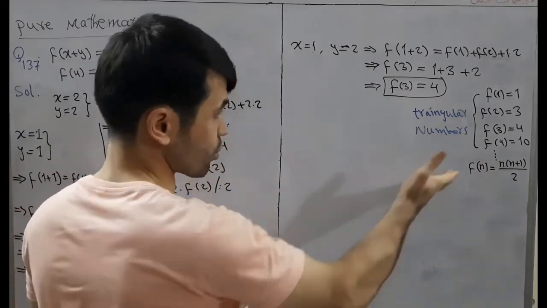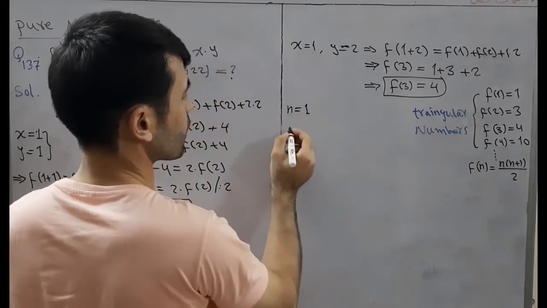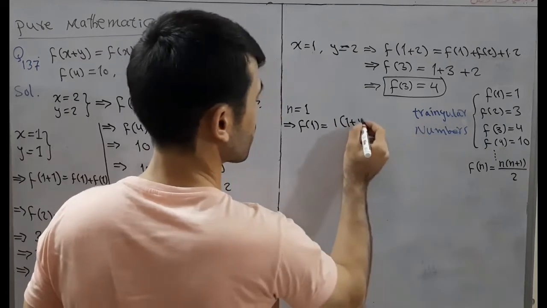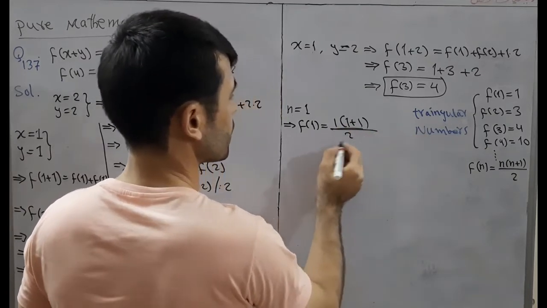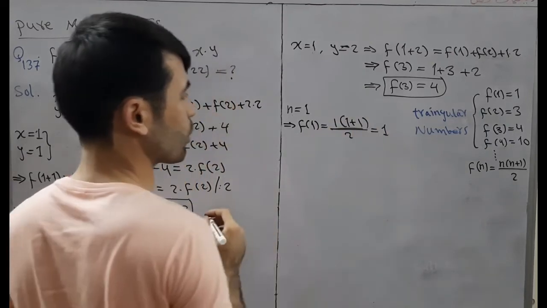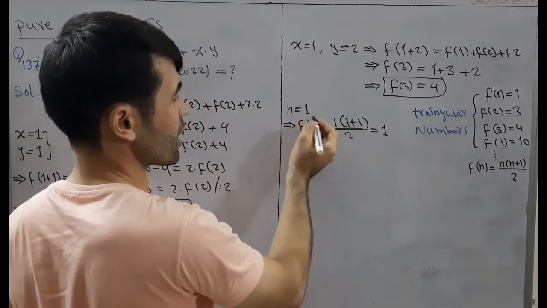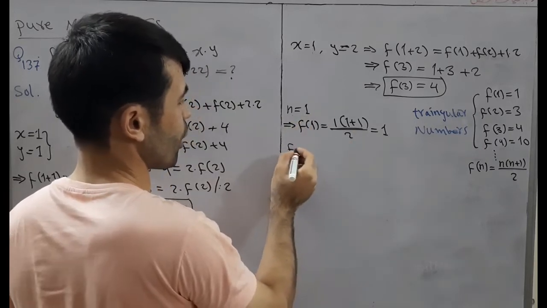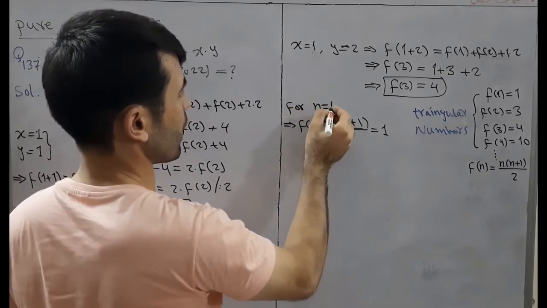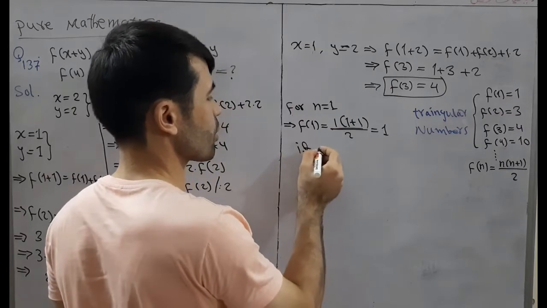Now we want to prove this formula. If n is equal to 1, this implies f of 1 is equal to 1 into 1 plus 1 divided by 2. 1 plus 1 is 2, 2 multiplied by 1 divided by 2 is equal to 1. Actually, by induction of mathematics, for n is equal to 1, it is true. For n is equal to 1, we get f of 1 is equal to 1. It is true.